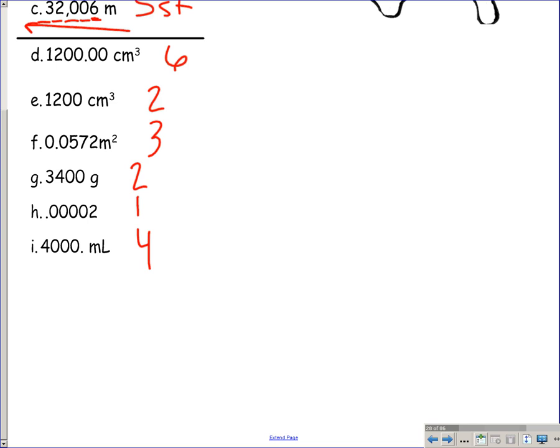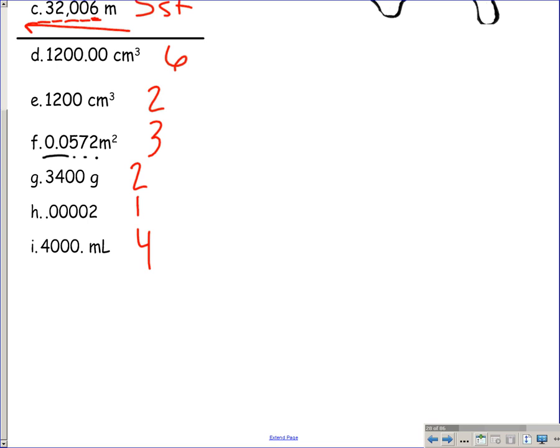F, okay. F has the decimal present, right? So you start from the Pacific. But when you start from the Pacific, you cannot count a zero if it's in the very front. It's called a leading zero. You start counting at the first non-zero digit. So you're going, okay, nope, nope. All right, now I start counting. You start counting the 5, 7, and the 2. So there's three numbers there that are significant.